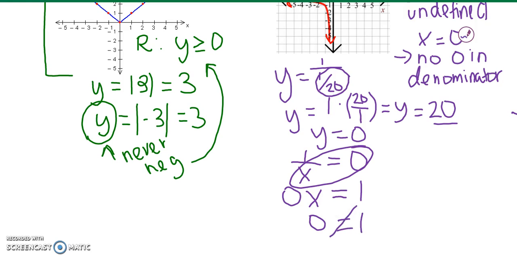This is not true. Therefore, y will not equal 0. Therefore, our range is y not equal to 0.